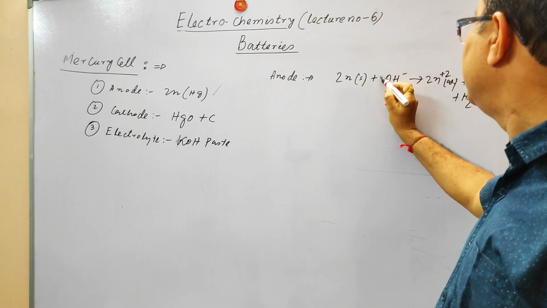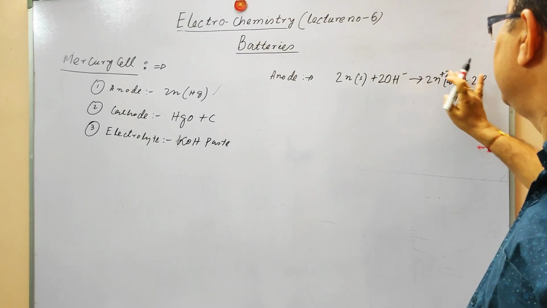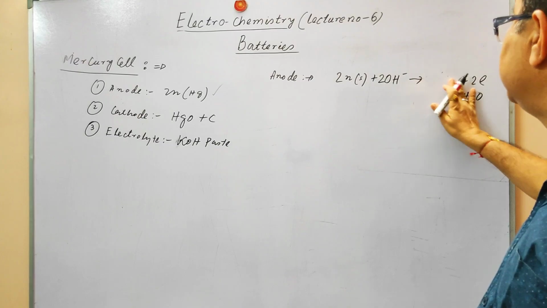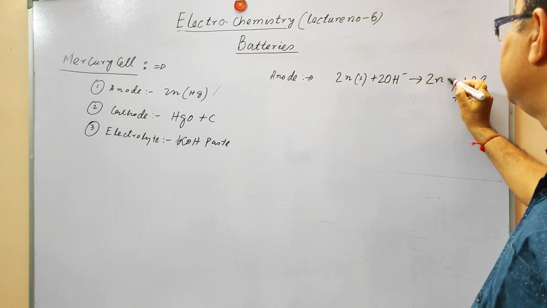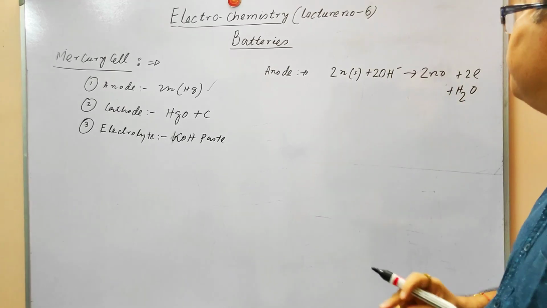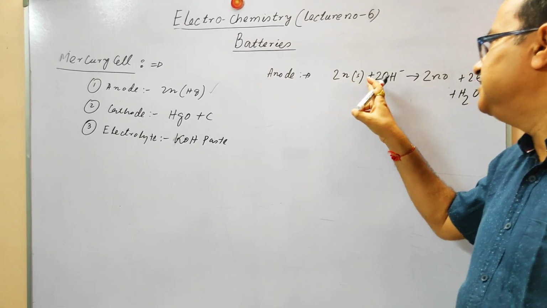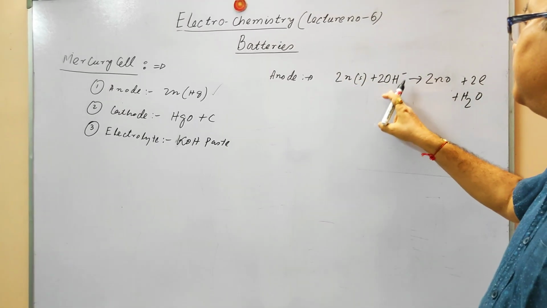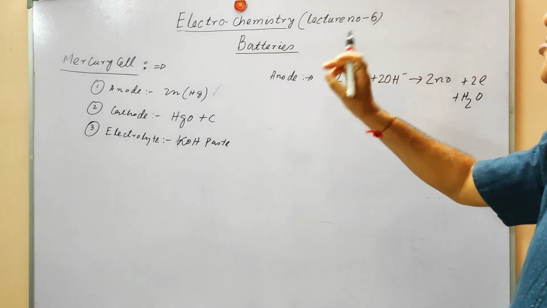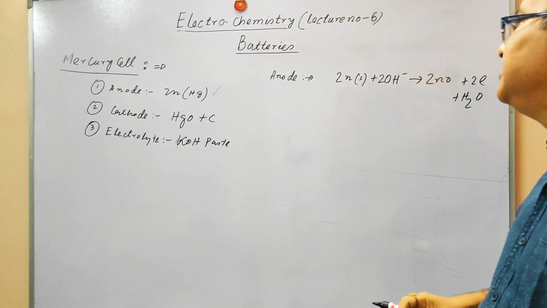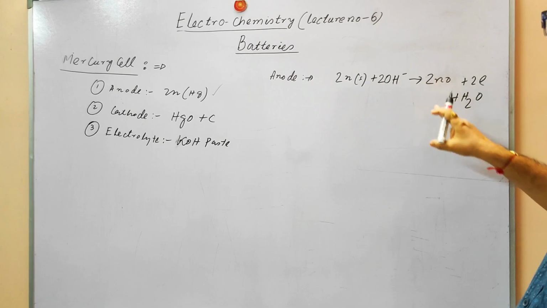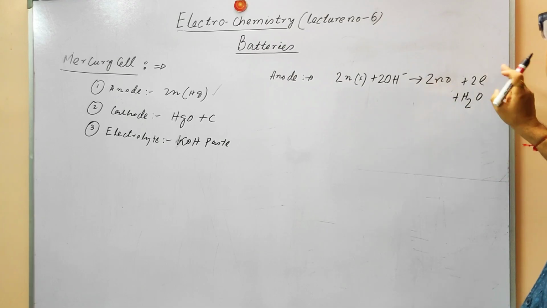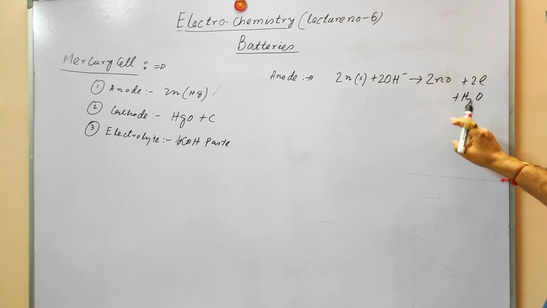So here it produces ZnO. So zinc with the KOH, with the OH minus, will oxidize this Zn, and it will be ZnO, zinc oxide, plus 2 electrons and H2O.